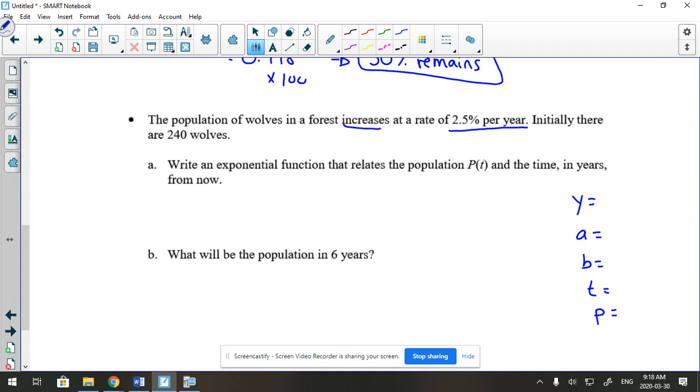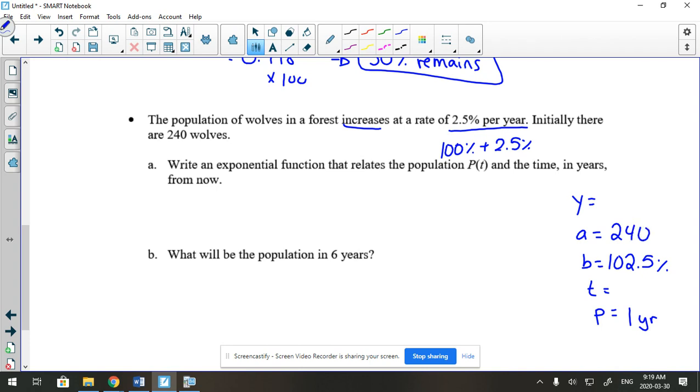So when it says increases at a rate of 2.5%, your B value, the next year you're going to have 102.5% of your wolves, right? The 100% that were there already plus that extra 2.5% that it's increasing by. So your B value is going to be 102.5%. So again, look for wording. If you see increasing, usually you're adding it to 100%. If it's decreasing or breaking down, usually you're minusing it from 100%. And that's every year. So my P value is 1 year. It says initially there are 240 wolves. That's your A value.